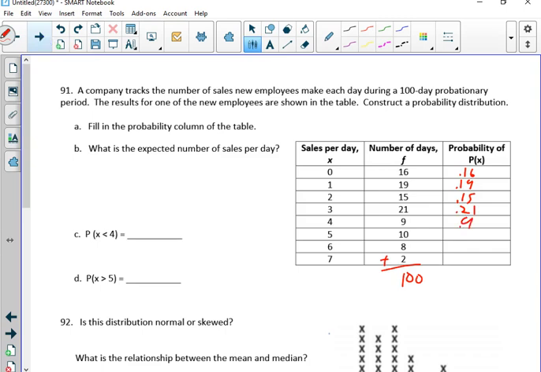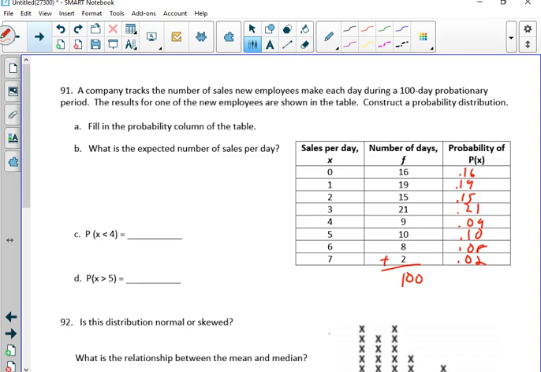And then 0.19, 0.15, 21%, 9%. Be careful. I just put my decimal in the wrong place. 0.09, not 0.9. And then 0.10 or 0.1. 0.08, don't forget that 0, and 0.02, don't lose that. Those are all my probabilities of each of 0 sales, 1 up to 7.